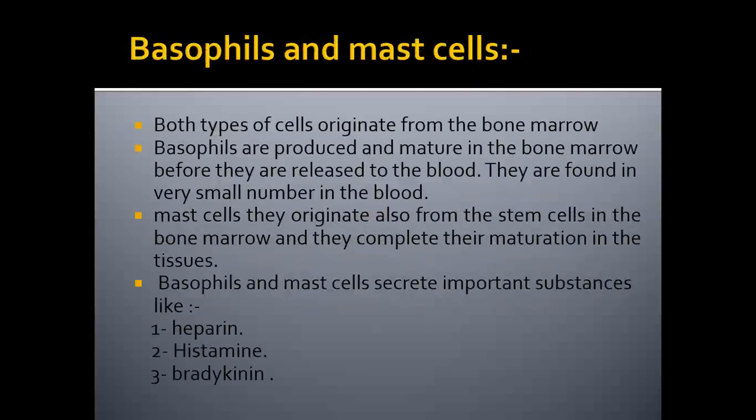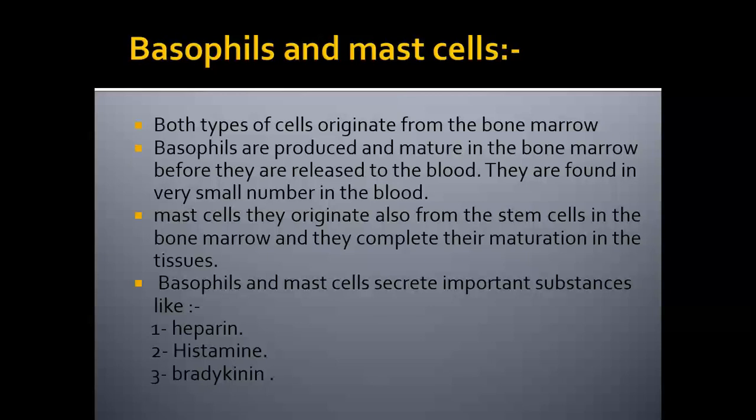The last topic of our lecture today will be the basophils and the mast cells. Both types of cells are also produced in the bone marrow, the basophils like any polymorphic nuclear cells. The basophils are produced and mature in the bone marrow before being released to the blood, and they're found in a very small number in the blood. As you recall, the absolute number of them does not exceed 0.1 of the total WBC count. The mast cells, on the other hand, originate from the stem cells in the bone marrow, and they complete the process of maturation inside the tissues.